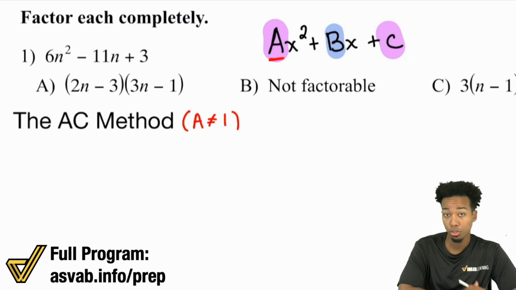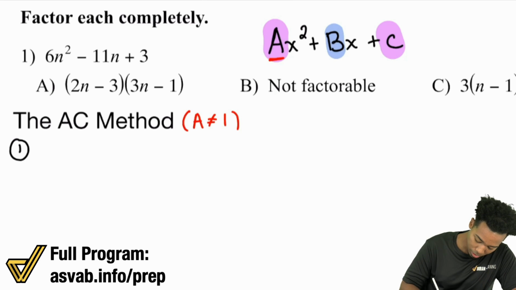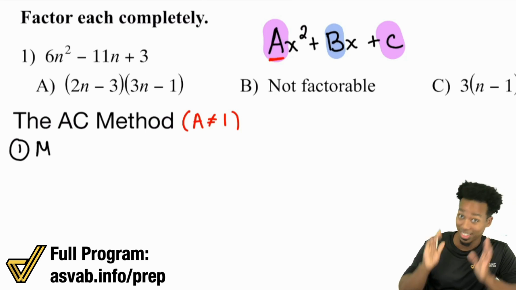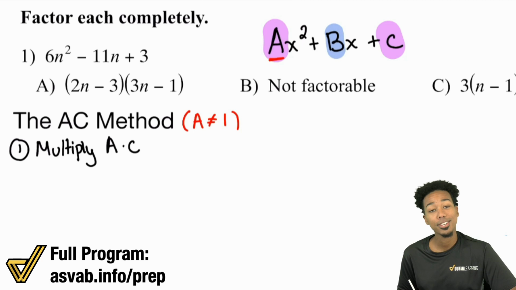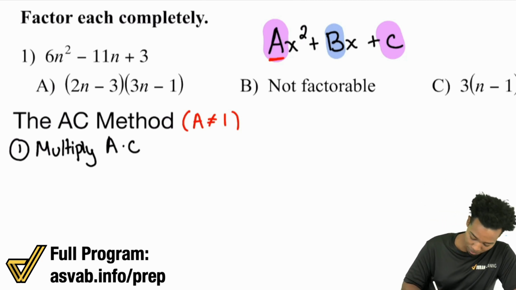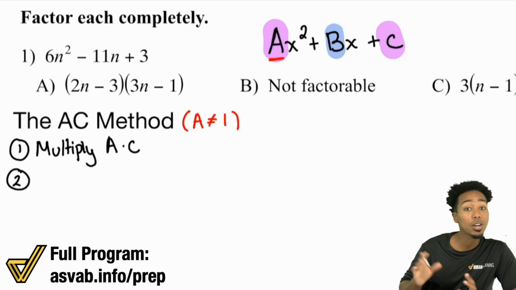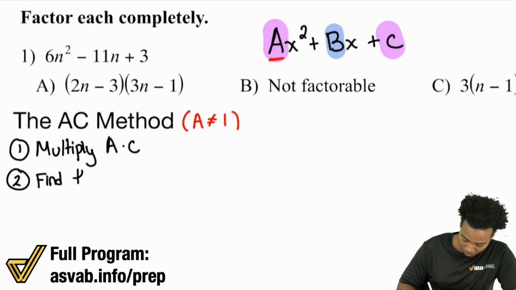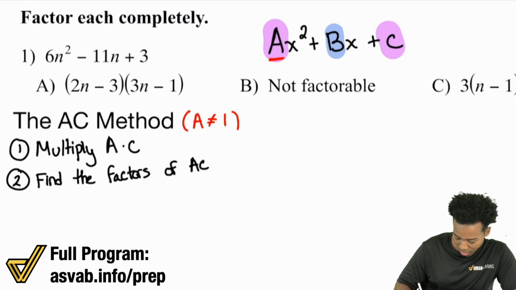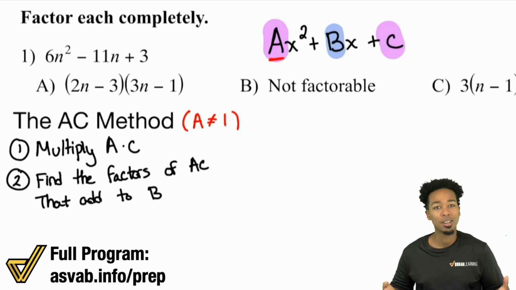Here's step number 1. Here's why it's called the AC method. Remember this. It's called the AC method because the first step you're going to take is to multiply A times C. Then, just like with regular factoring of trinomials, you're going to find the factors of AC that add up to B. Just like we've done before, right?